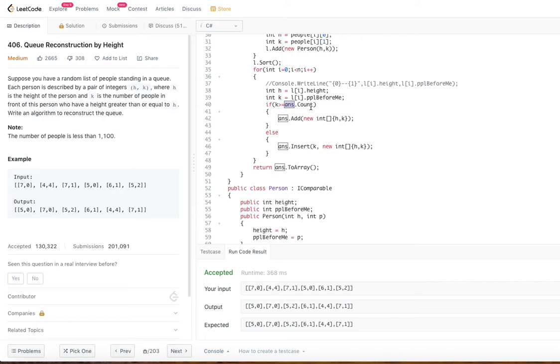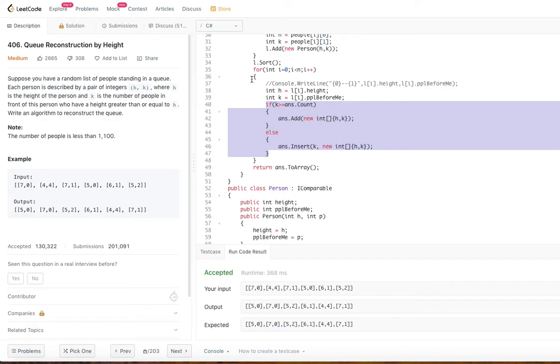So if the number of people is greater than me, right, then what we are going to do is we just simply append to the list. Otherwise, we insert the person at that corresponding position. That position is k, right? So this is the logic that we are going to use, right? So this is an insertion in the list, right?